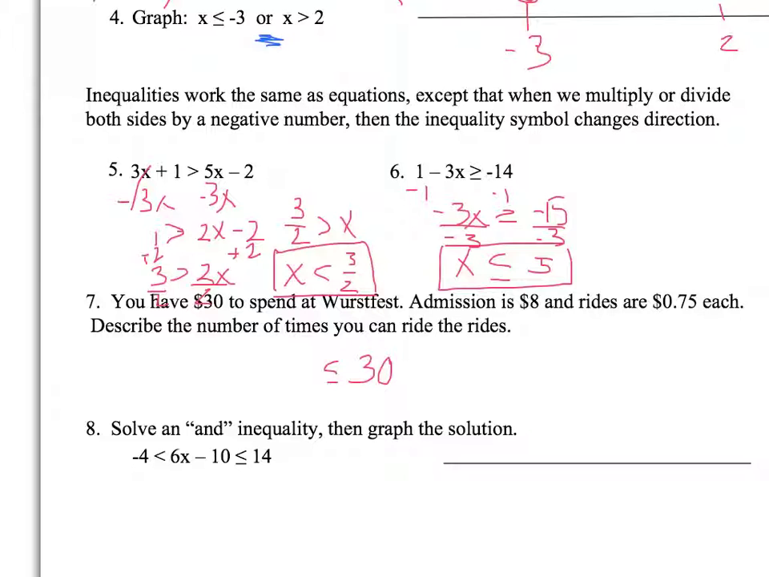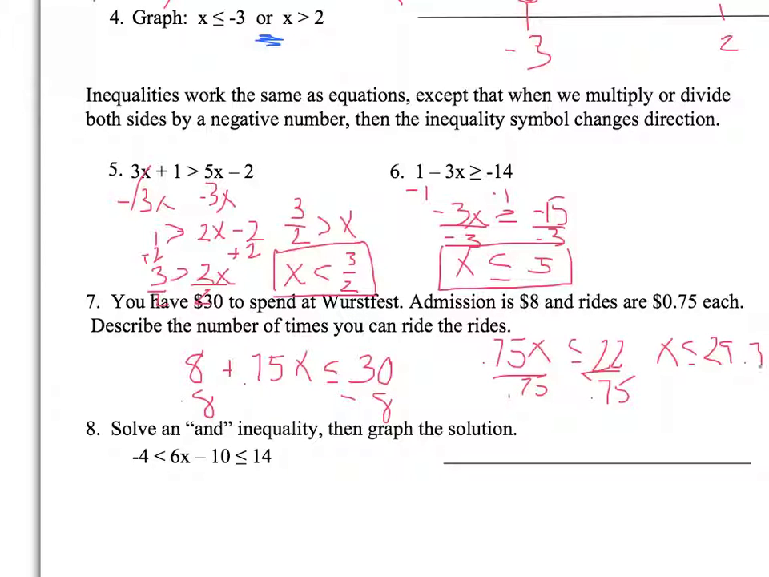So our inequality is going to have to be: 8 plus 75 cents times however many rides we ride, and that's what we're trying to figure out. So I'm going to subtract 8 from both sides. That leaves me with 0.75x is less than or equal to 22. And I'm going to divide both sides by 0.75. So then x is less than or equal to 29.3 repeating. In other words, you have to keep yourself from riding more than 29 rides.